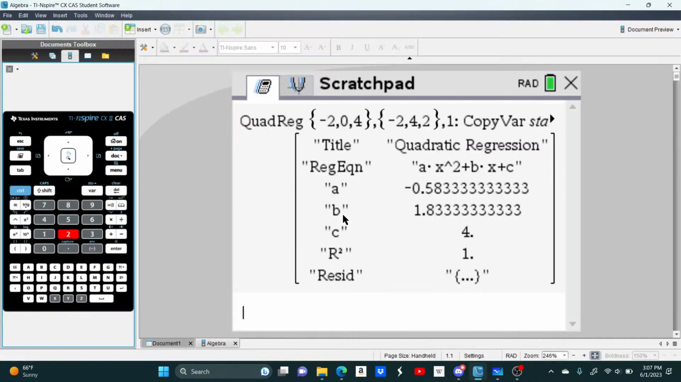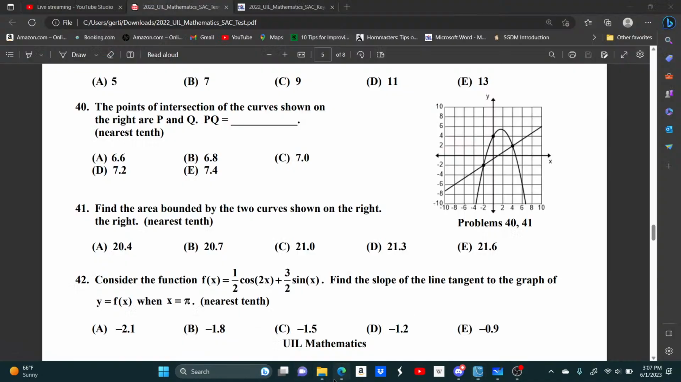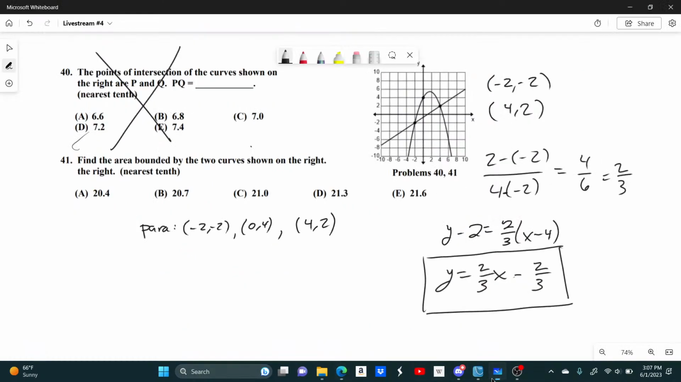Okay, so we got that. Okay, so that's the equation of our parabola. So that's -7/12 x squared plus 11/6 x plus 4. Okay, so these are the equations of our line and of our parabola.